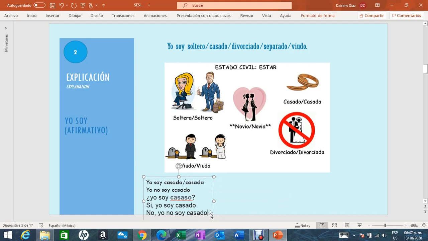Or casada for feminine. Next one, viudo, viuda. You become a widow or widower when your partner dies, right? So in Spanish, we have a difference between a man and a woman. We say, yo soy viudo for men. Yo soy viuda for women. Entonces, yo no soy viudo. No, I'm not a widower. Yo no soy viudo.